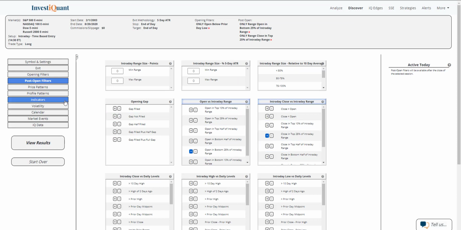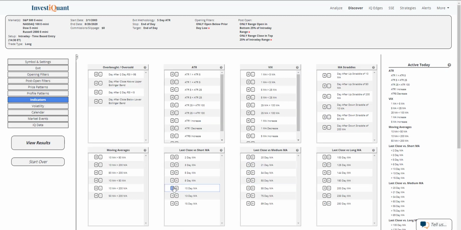And then I can go into indicators and put us in a like environment. So I'm just going to put us above a 10 and above a 200-day simple moving average and run the results. And here we go.